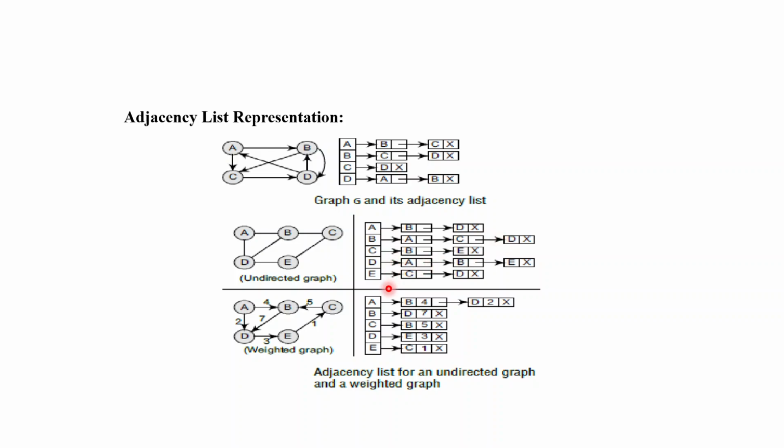Likewise for the remaining nodes. Suppose for some node we have weighted edges. So we will add one more field for the weight. So B, and then the corresponding weight between A to B is 4. And then A to D is 2. So we have added one more field called the weighted field, where we will represent the weight of the corresponding edge between the two nodes. So this is how we can represent a graph using the adjacency list representation.